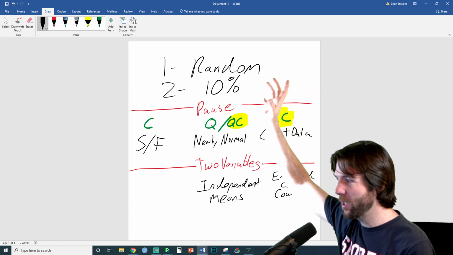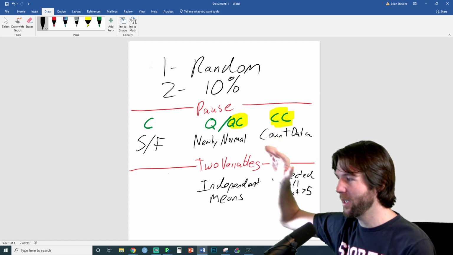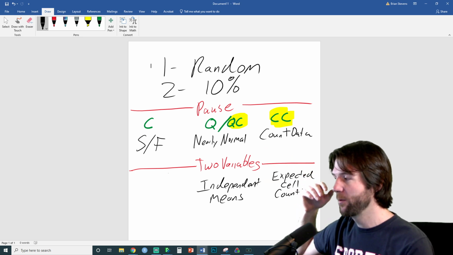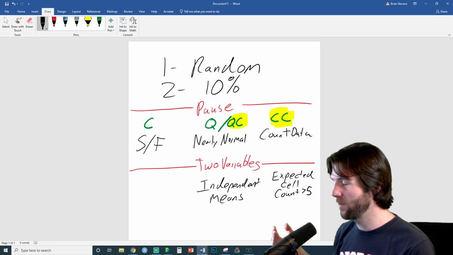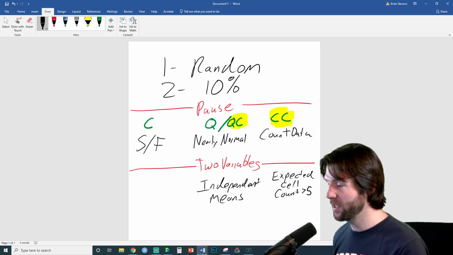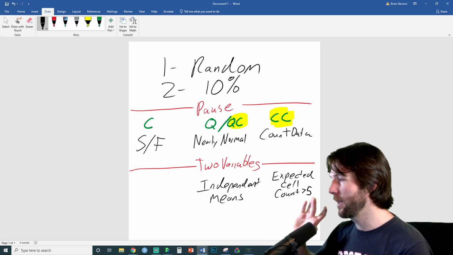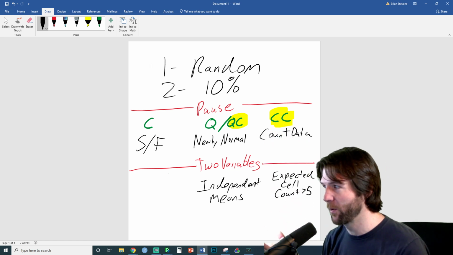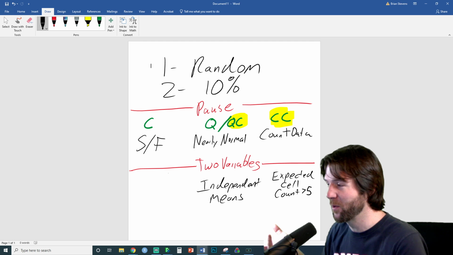It's pretty easy. Random, 10%. Then you pause and you say, what kind of data are we dealing with? Then you choose success failure if it's categorical, which means we need at least 10 successes and at least 10 failures. Nearly normal if it's quantitative, more on that in just a moment. And count data if it's categorical, which means it passes the condition by virtue of being that.